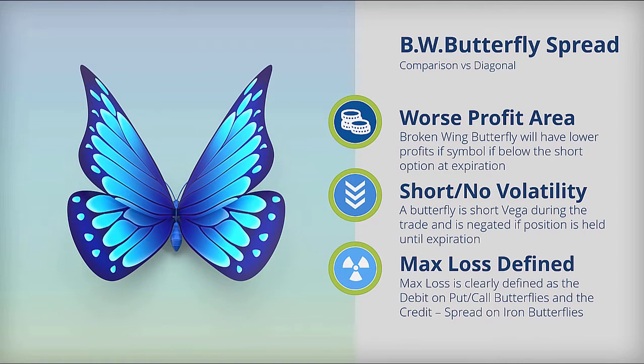So let's take a look at the butterfly spreads, comparing this with the diagonal. You're going to see that this has a worse profit area in some points. Some points it has a better one, but where it has a worse profit area is in the areas where you want it to have a better profit area. So we'll take a look at that on the charts, and you'll see that the better profit area is where it hangs out around the strike price.